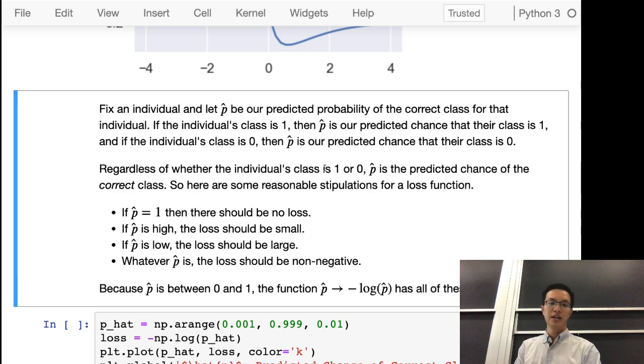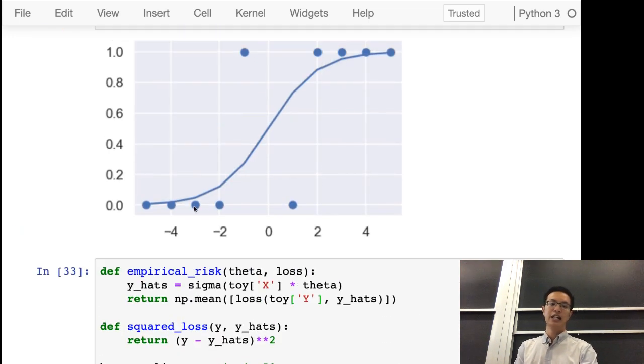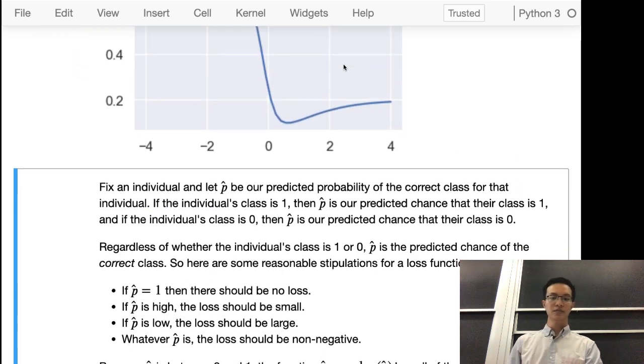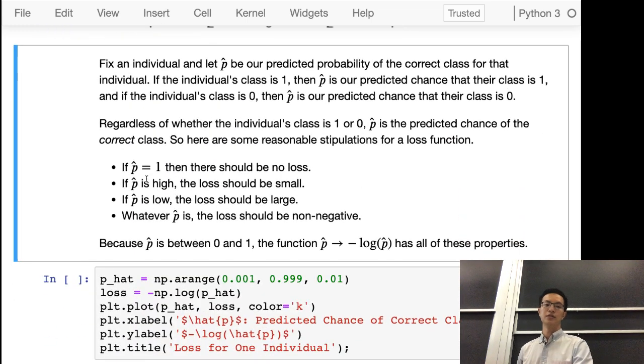So if our point here is at 0, we might be concerned with how close our model will get to 0. And if our point here is at 1, we're concerned with how close our model gets to 1. So for the points that are 0, we would like our model to be close to 0. And for the points that are 1, we would like our model to be close to 1. That's the basic idea here. And so p hat is a chance of being right. And so we can develop some intuition around what we think our loss function should behave like.